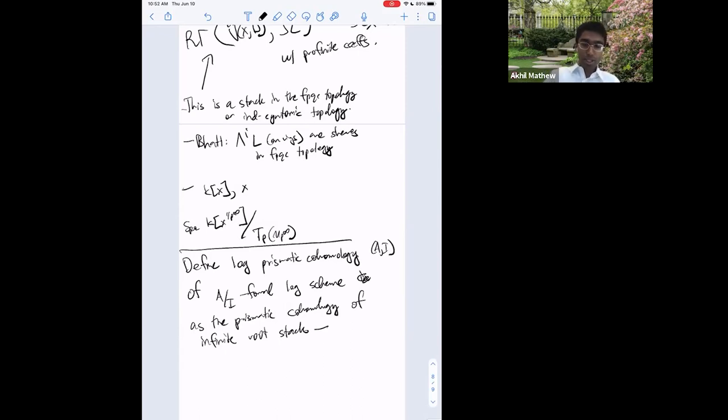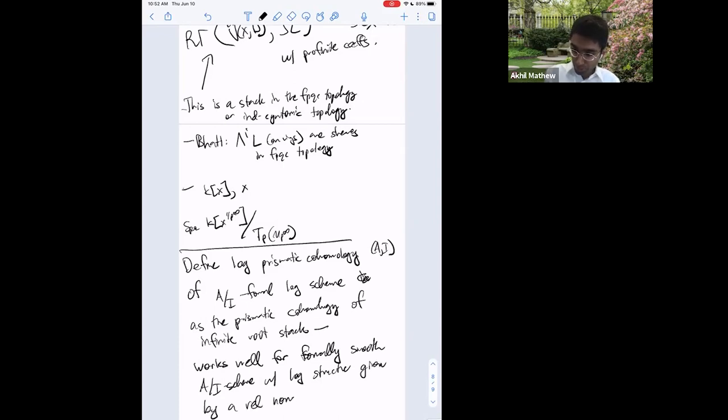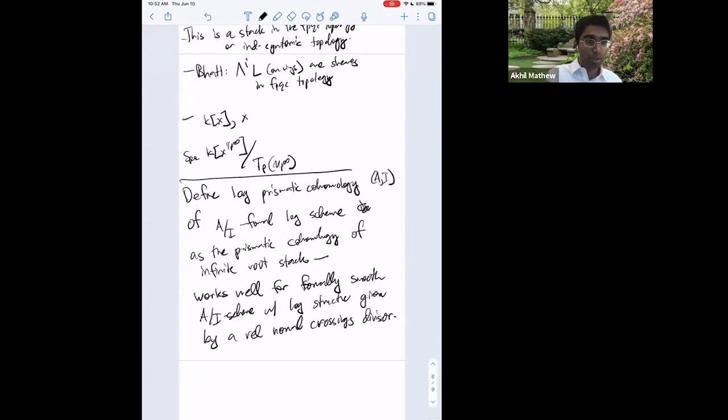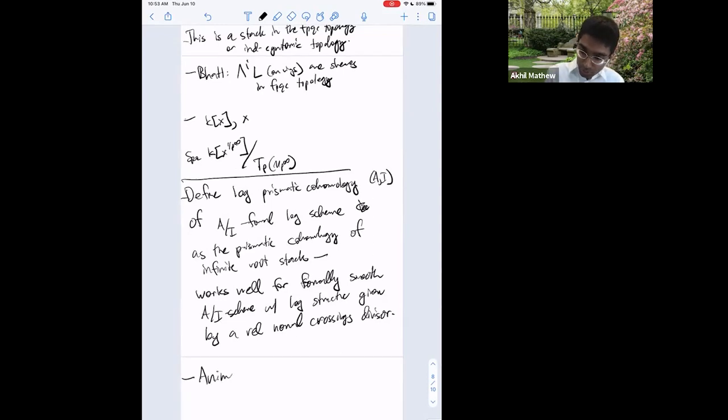If you want to define log prismatic cohomology, I think this kind of thing is going to work very well in a very nice situation, if you have a formally smooth A/I scheme with log structure given by a relative normal crossings divisor. But it might not quite give you the right thing in general because of these higher Tors. What you can do is take this as the fundamental case, and then animate in general. So you can define log prismatic cohomology or log crystalline cohomology in this special case using the infinite root stack, and then animate in general.